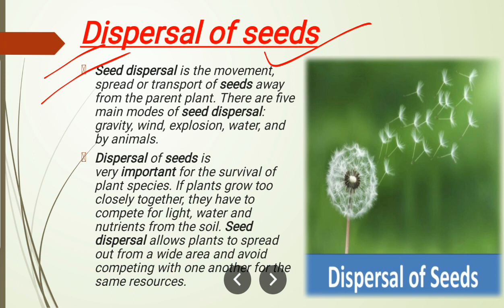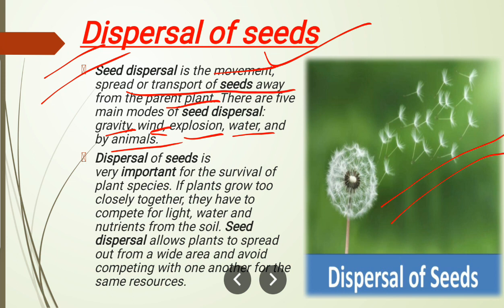Seed dispersal is the movement, spread or transport of seed away from the parent plant. There are 5 main modes of seed dispersal. What are these? First is gravity, that the seed from a plant will always fall towards the earth, because of gravity. Second comes wind. When there is a lot of wind, then the seeds get dispersed. This is the example. Third is explosion. There are many plants which explode. In the next slide I will be showing you those examples also to make your concept more clear.